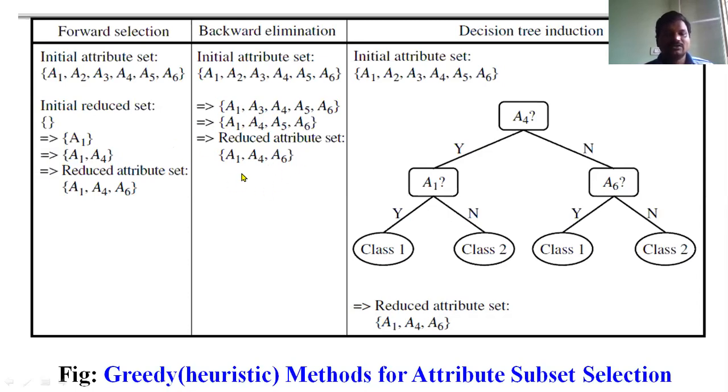In this way you will apply the backward elimination method. The main intention of this method is to identify the reduced representation of data. That means the outcome of these six attributes is the same as the outcome of the three attributes A1, A4, A6. That is the reduction methodology.